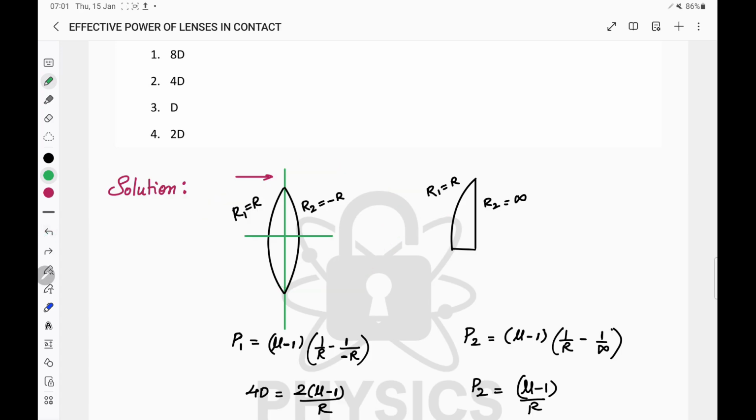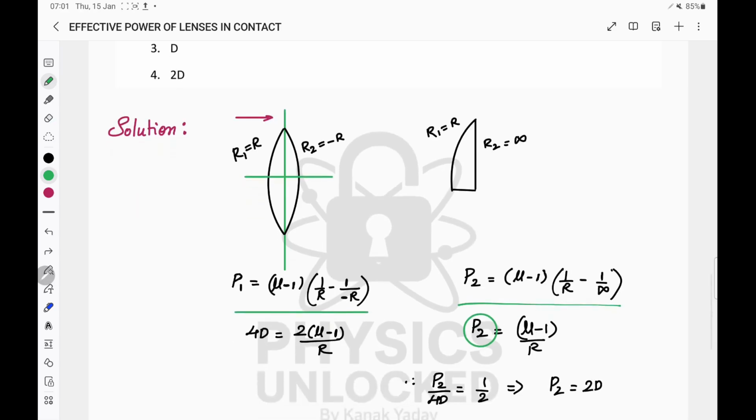So what we are going to do is write the power of the initial full lens and power of the cutout part, and we are going to divide them because we need to determine the power of the cutout part. Now power of the first lens is mu minus 1 into 1 by R1 minus 1 by R2. R1 is a positive R here because its center will be to the right and light is also going to the right. Whereas the right curvature's center will be to the left, but light is going to the right. So R2 is minus R. So 4 diopter will be equal to mu minus 1 into 1 by R plus 1 by R, which will become 2 by R.